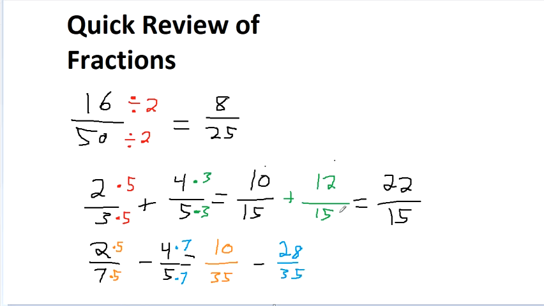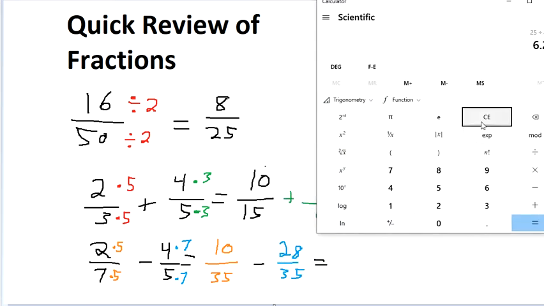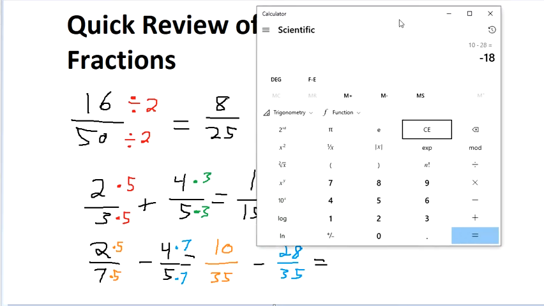Okay, so now if you subtract these two, this is where you could pull out a calculator if you're not sure. It's not going to be 18. It's going to be negative 18, right? 10 minus 28, that makes negative 18.